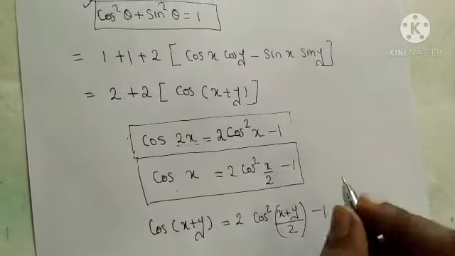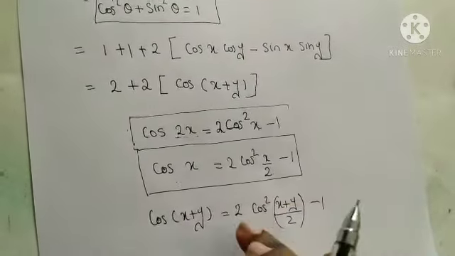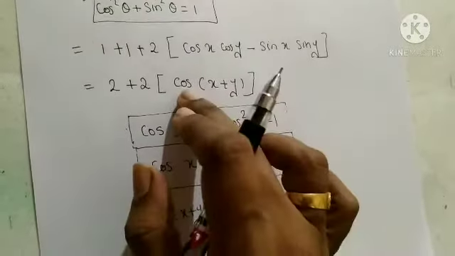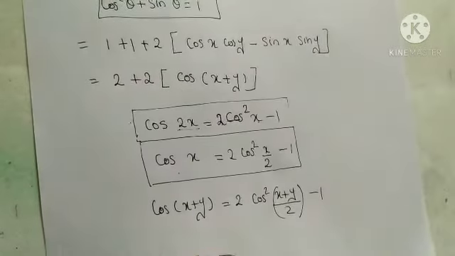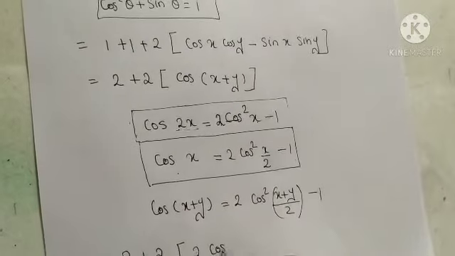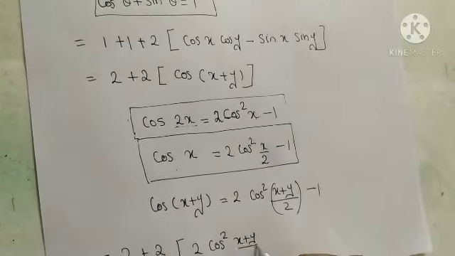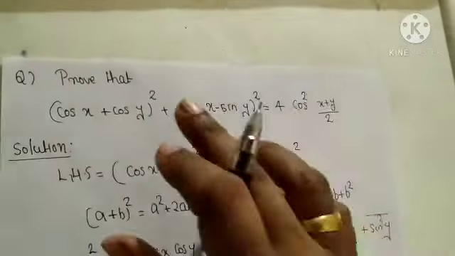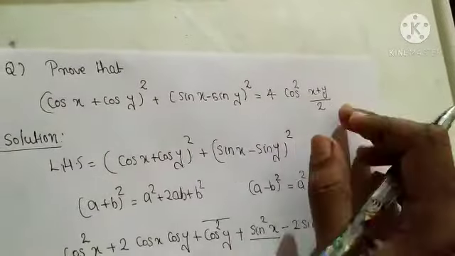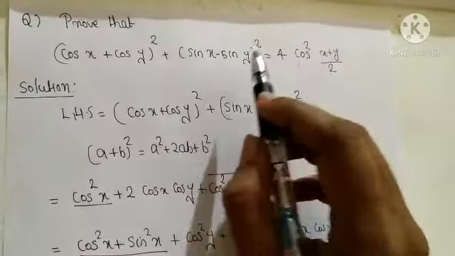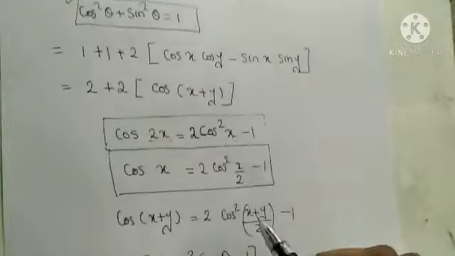Okay, so next I am going to replace this cos x plus y value in this step, so it will become 2 plus 2 into 2 cos square x plus y by 2 minus 1. Okay, so if you observe our question, our LHS here, the angle we need is half of the angle, right? So that's why I use this formula here.